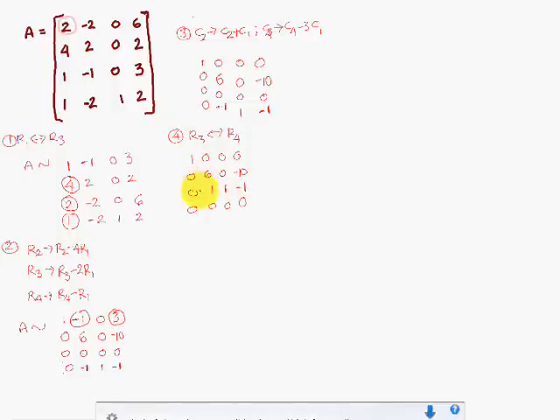Next, I want to make these elements zeros. Why? Because only the diagonal elements should exist, and the remaining should be zeros. The concept is that the diagonal element should exist and the remaining elements should be zeros. Therefore, the operations I am going to apply, the fifth step, are C2 gives C2 plus C3. Similarly, C4 gives C4 plus C3.